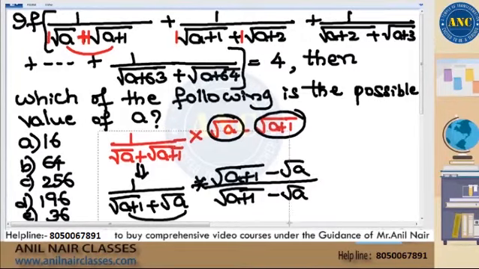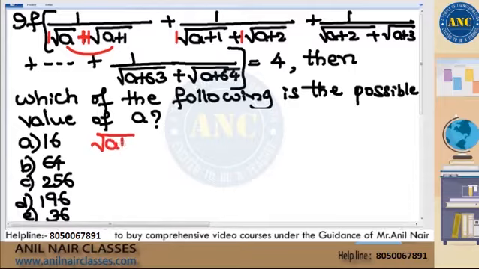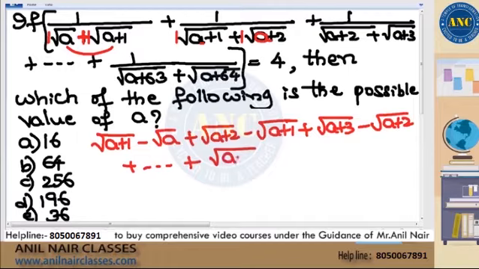Now suppose, let me remove it so that I can use the same screen to solve this question. Now see here, can I write each and every term as, first term is root of a plus 1 minus root a, second term is root of a plus 2 minus root of a plus 1. I hope the idea is clear. So it is plus root of a plus 2 minus root of a plus 1. Third term is root of a plus 3 minus root of a plus 2. Similarly, the last term is root of a plus 64 minus root of a plus 63.